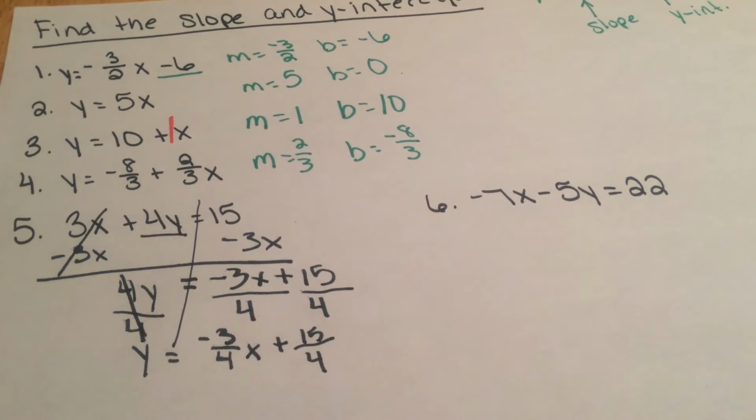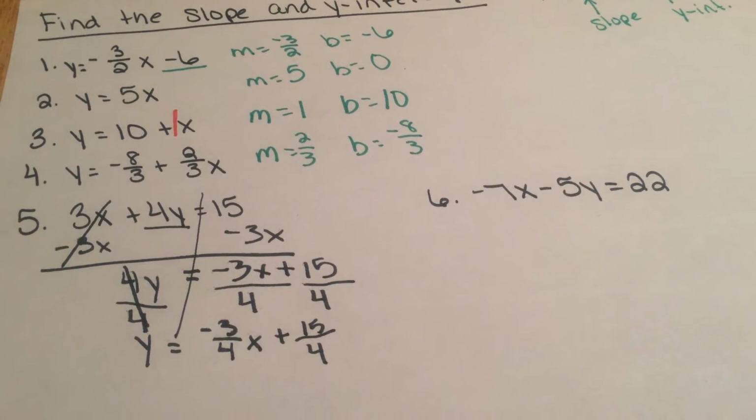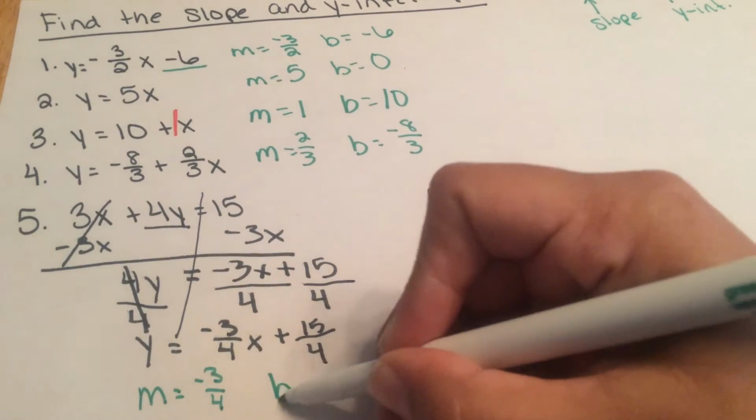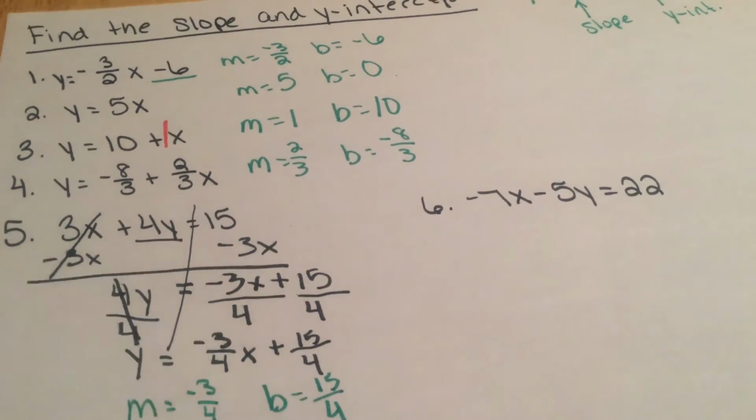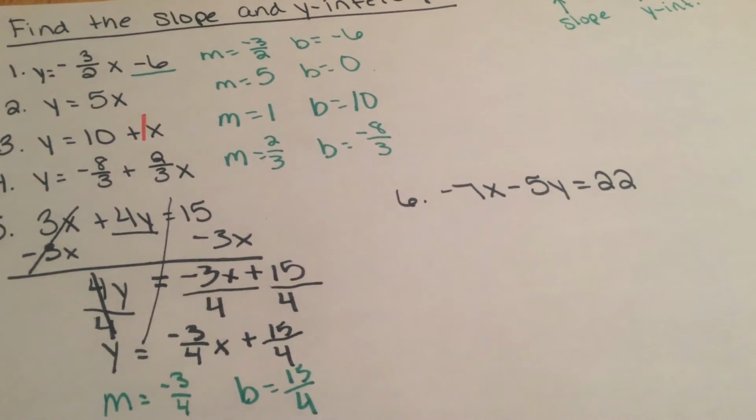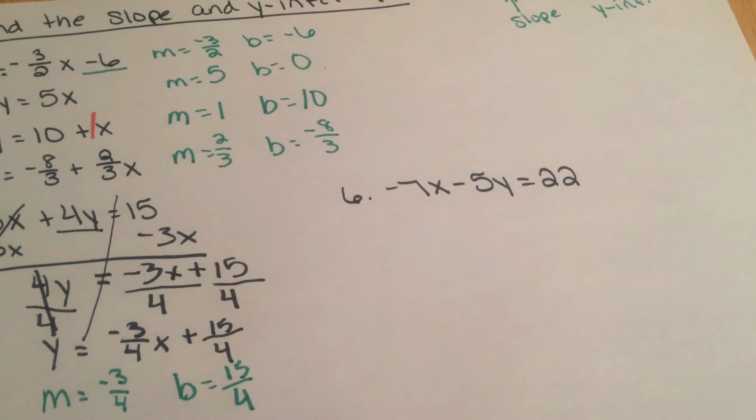So now we get to finally answer the question, which is what's the slope and y-intercept. Now that we have it in a form that we can recognize each of those pieces pretty easily, hopefully we can see that our slope is going to be negative 3/4 and our y-intercept is going to be 15/4. Again, don't get worried about the fact that it's a fraction. Fractions exist. That's what we work with.